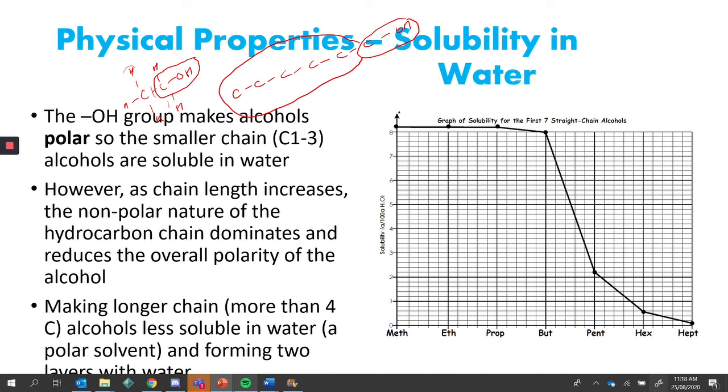So you can see here up to butanol, the solubility just drops. So only carbons 1 to 4 are actually soluble in water, and after that the solubility just plummets and will form 2 layers. So from pentanol onwards, you'll form 2 layers with water, whereas these ones would form 1 layer.